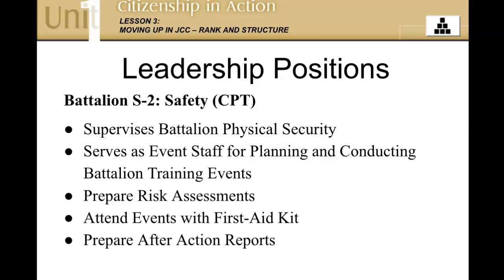They're going to attend the events, and they're responsible for ensuring that we have a first aid kit on hand. And then they're the ones that write the initial after action reports. So when the after action review is taking place, so that AAR, they're the ones who are taking the notes, and then they're going to actually be providing that up the chain of command.